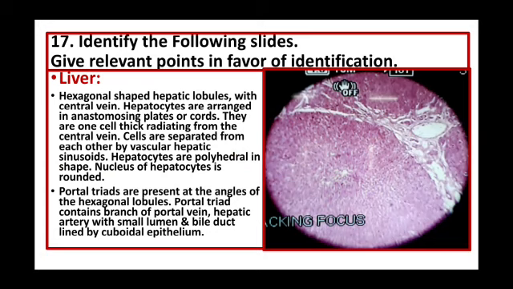So hepatocytes are polyhedral in shape. They contain a nucleus which is rounded. Apart from this, the portal triads are seen at the angles. So each portal triad contains a portal vein, hepatic artery, and a bile ductule.